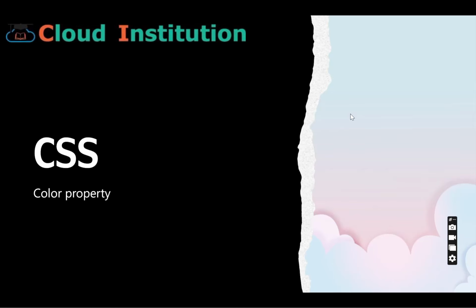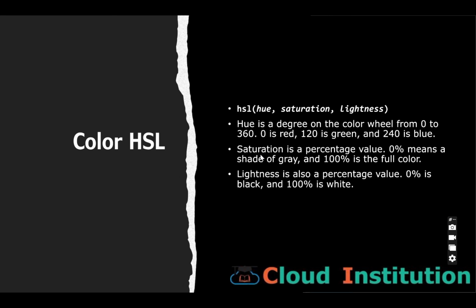So in the previous video, we have seen the color property, about how to add the RGB and also how to add the hexa values. In today's video, we will see how to add the HSL value in the color property itself, whether it is a background color or color. Like in the color property, how can we add that HSL value?